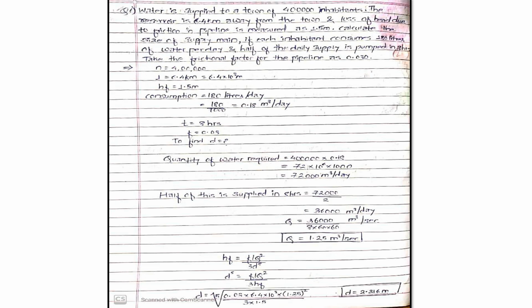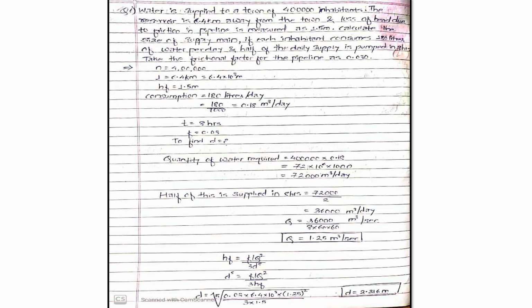HF, the head loss he has given, is 1.5 meter. Per inhabitant, per person, consumption is 180 liters per day. Converting liters into meter cube, 180 divided by 1000 is 0.18 meter cube per day. Half of this is pumped, and how much time is required for that pumping? He has mentioned 8 hours.